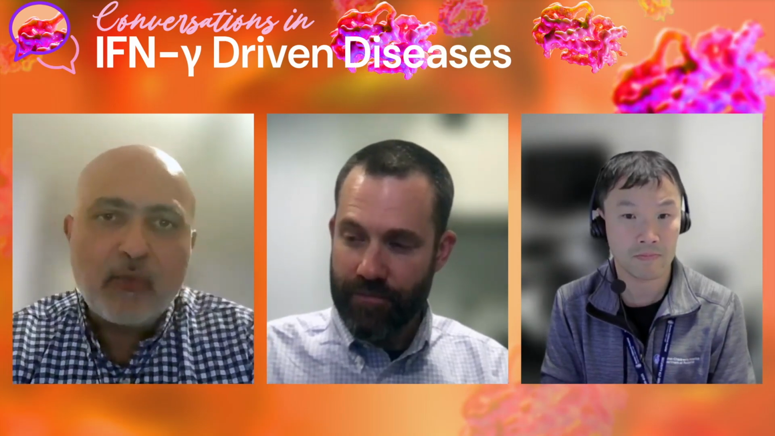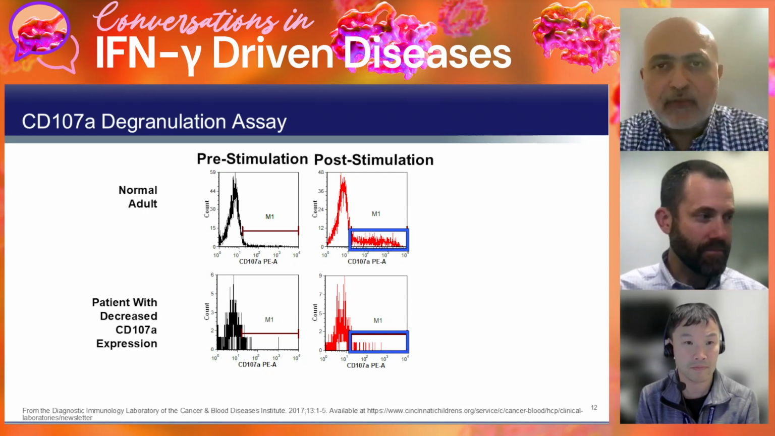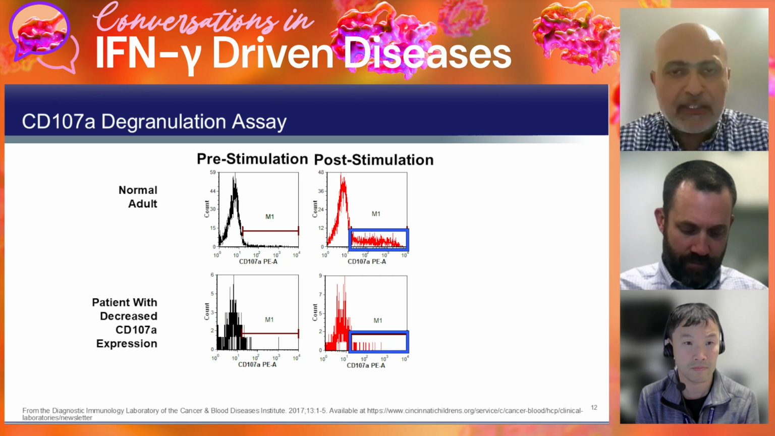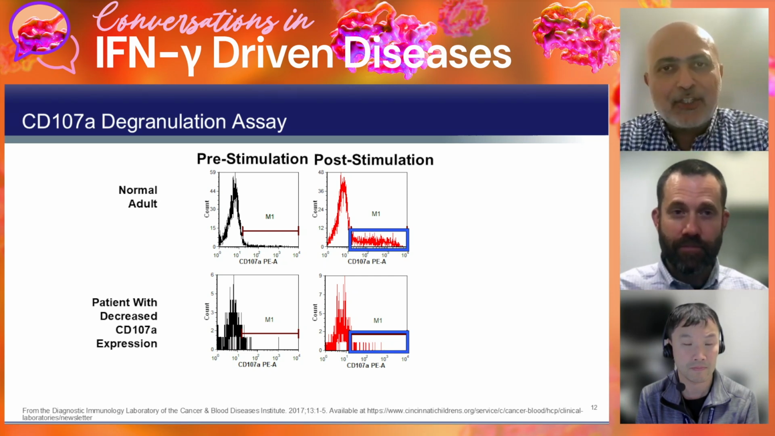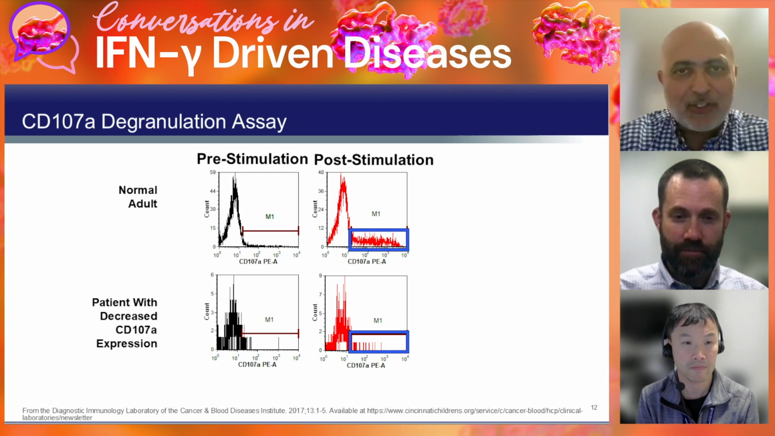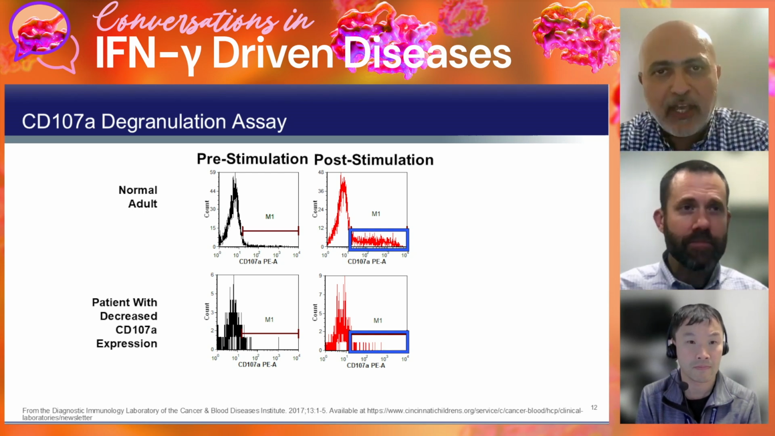But at the same time, with the novel understanding of the utility of interferon gamma, we have newer assays that have also become available, perhaps not as specific as the flow cytometry based assays of perforin and CD107A.